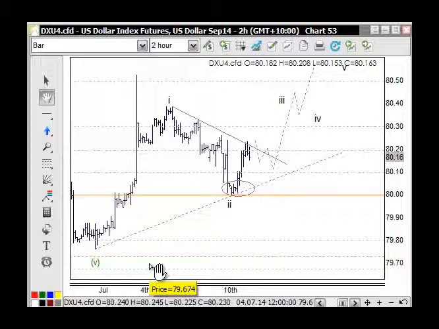Here we're looking at the US dollar. Things are going according to plan. We've got a bounce off the 80, the 61.8 retracement area, and it also appears that we do have an impulse wave to the upside.